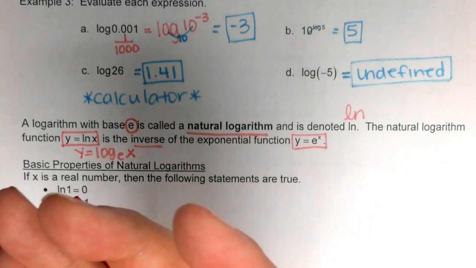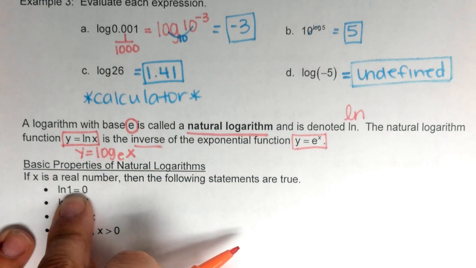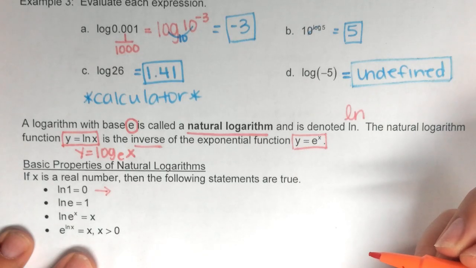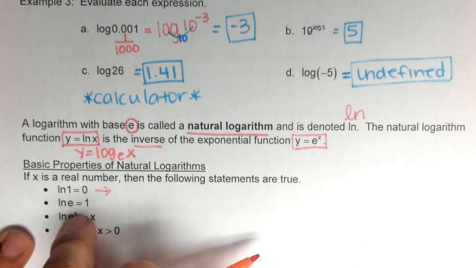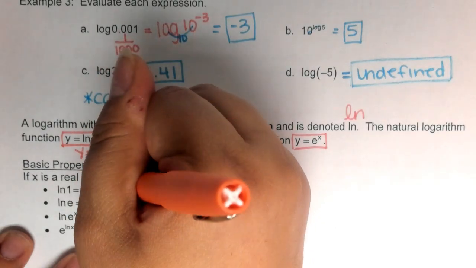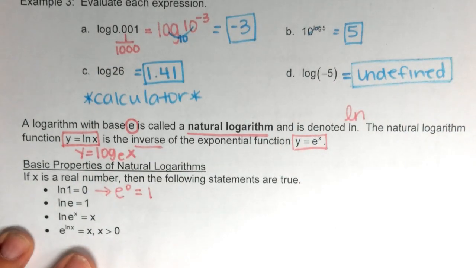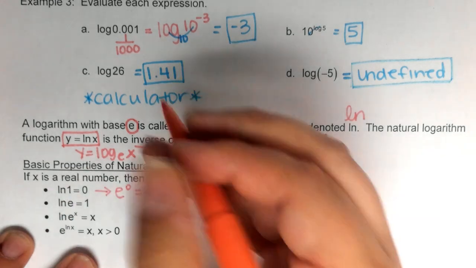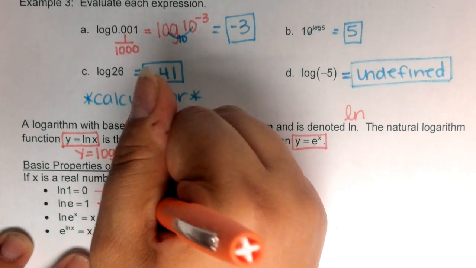The properties also apply to natural log. ln of 1 is 0. Why? What's your base? e to the 0 power is? Anything to the 0 power is 1. What about ln e equals 1? e to the first power is e.